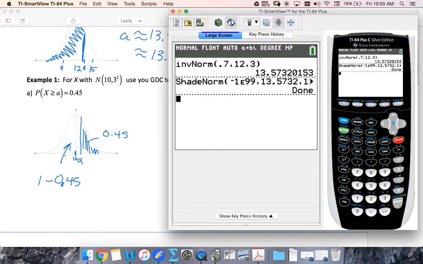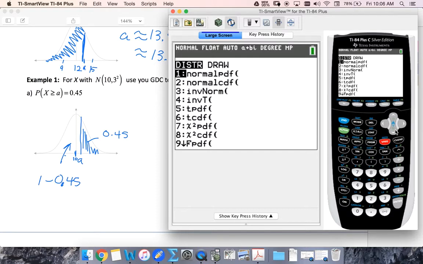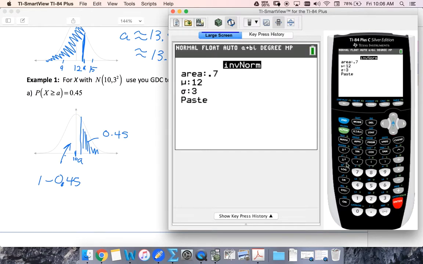Oh, that's funny. Why didn't it give me my input? Huh, that's funny. All right, my area now is 1 minus 0.45, and I can type that whole thing in. It will calculate it for me.